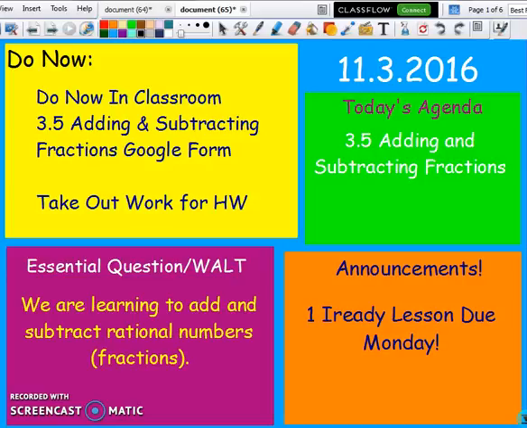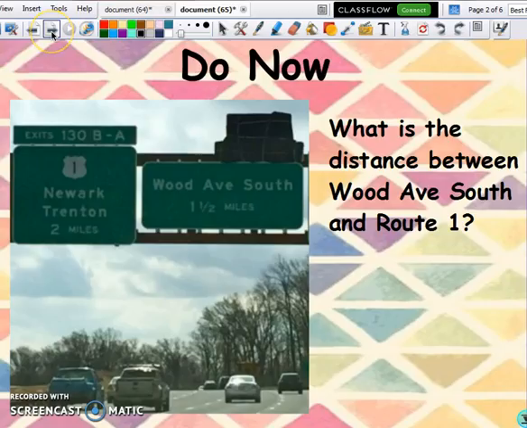But I just wanted to give you guys a little bit of guidance today, and then you could get started on your classwork. So I'm just going to go over what would have been your do now. The do now was, what is the distance between Wood Ave South and Route 1? And I know you guys have seen this exit before. It's the exit in between Menlo Park and Woodbridge Mall on the Parkway.